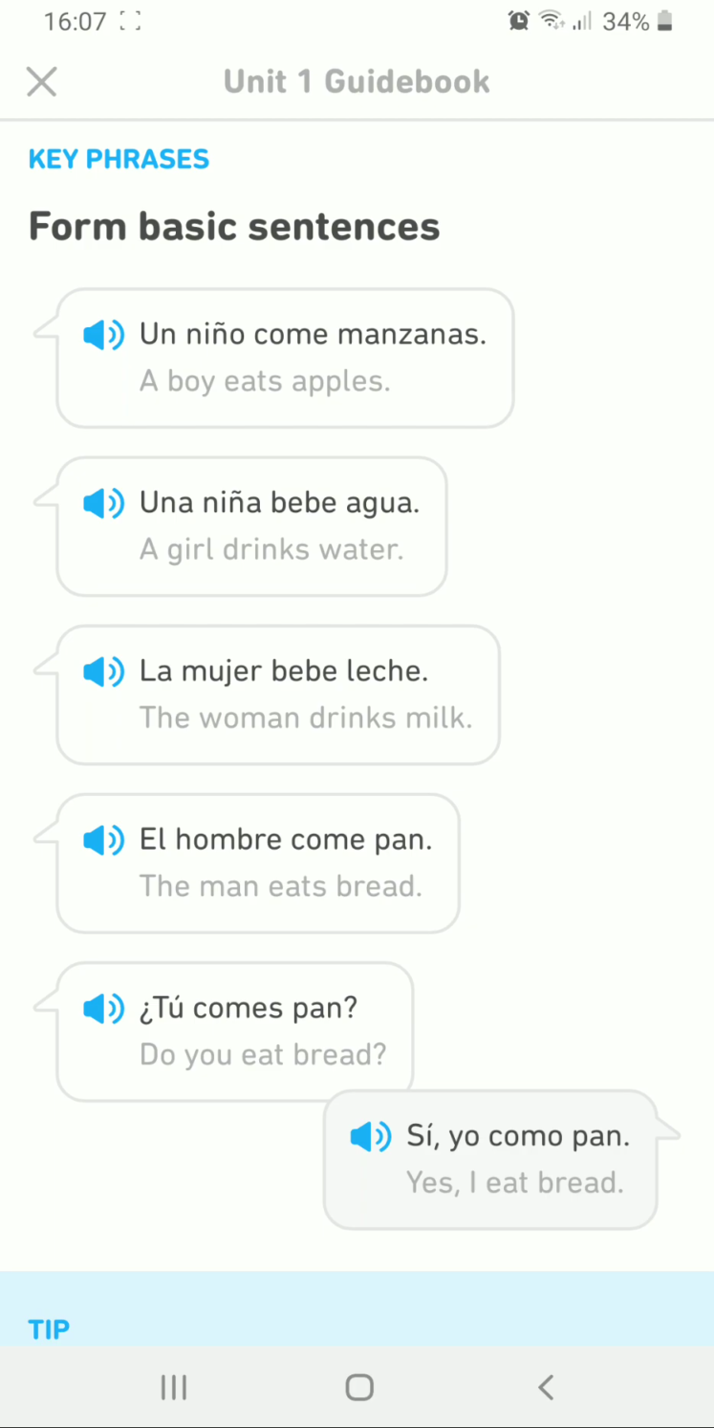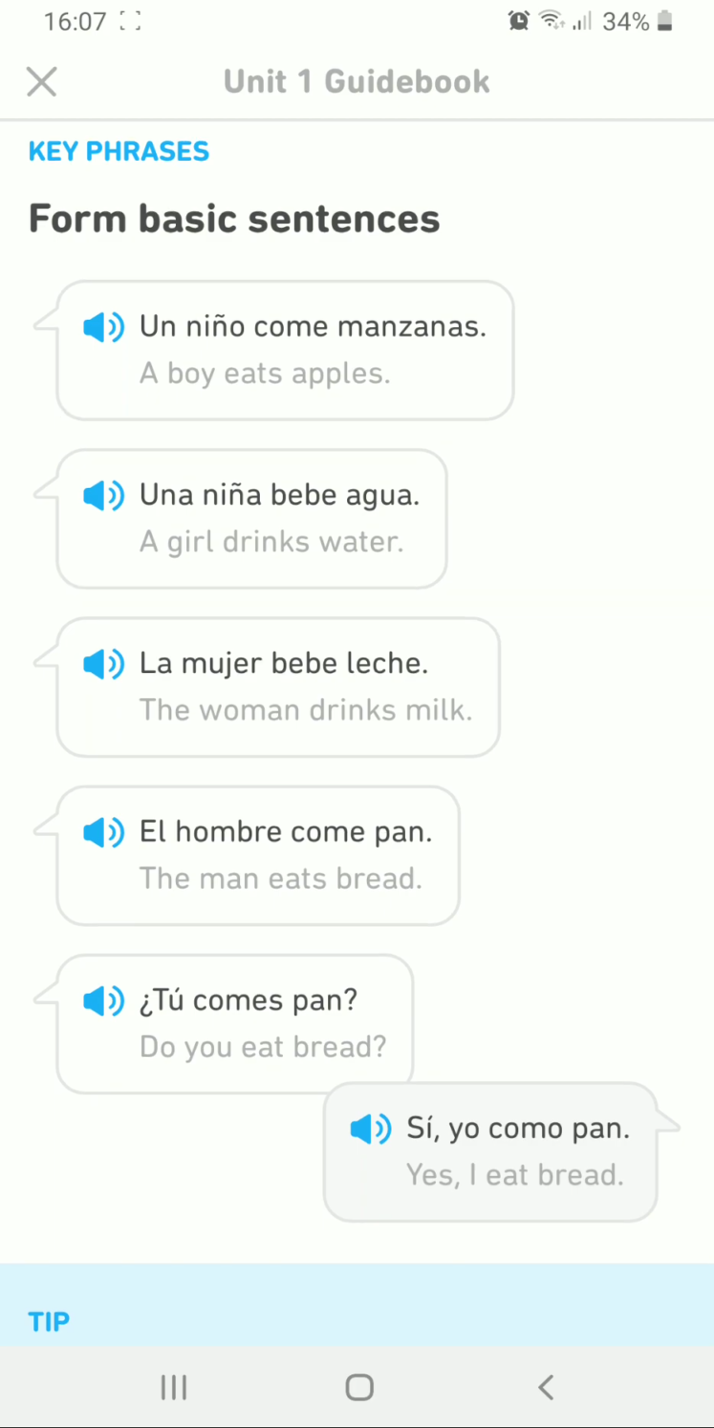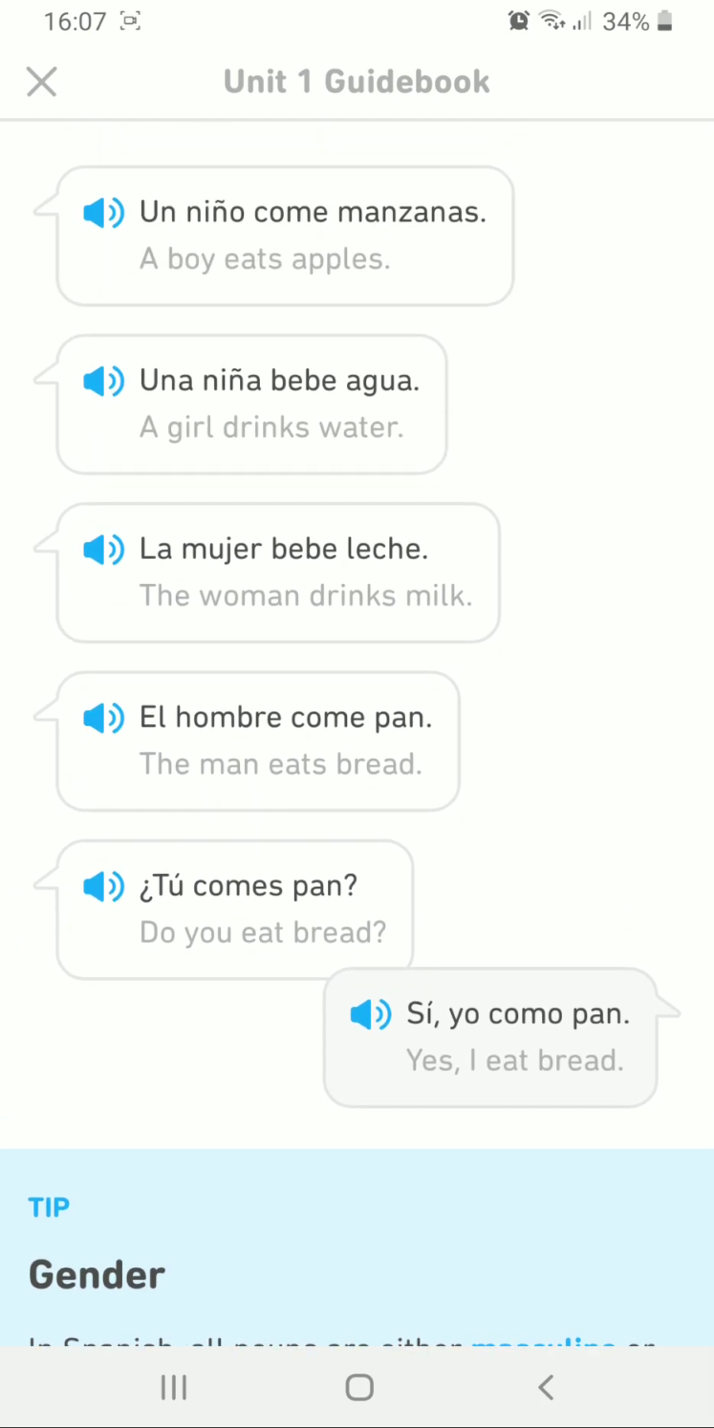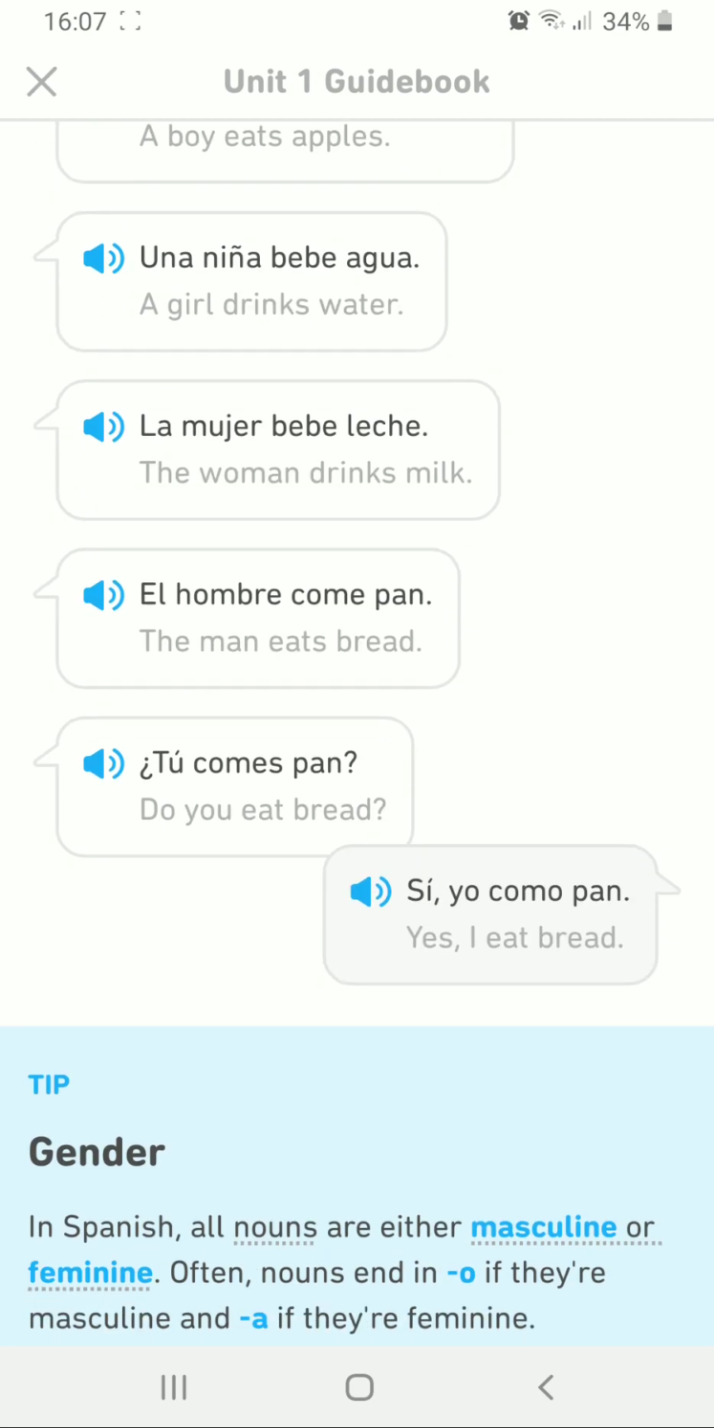And tú comes pan. Tú is with an accent on the letter U. Sí, yo como pan. Sí, yes, I eat bread. So sí has an accent as well. So yo como pan is the verb comer, and we have seen also the verb beber. So beber, comer, and some drinks, leche, agua, pan, manzanas.